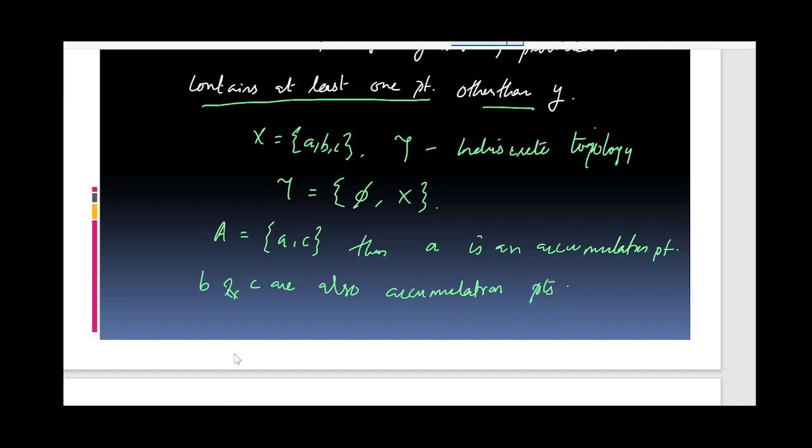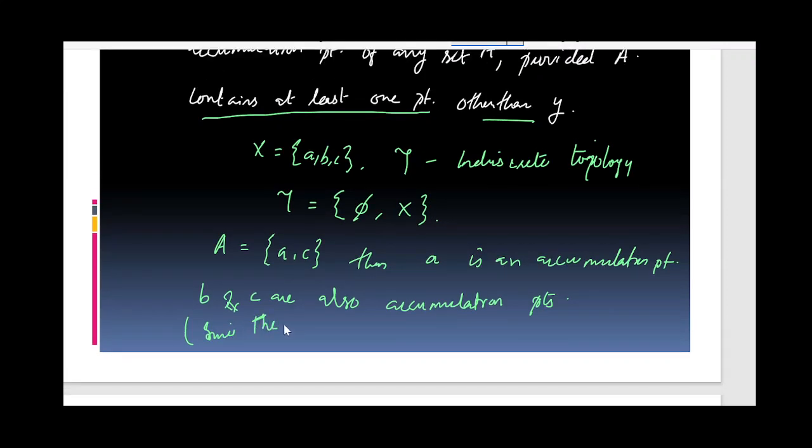They are also accumulation points. The reason is that the only open set containing A, B or C is X alone. That's why in discrete topology, Y is an accumulation point of a set A provided the set contains at least one point other than Y.